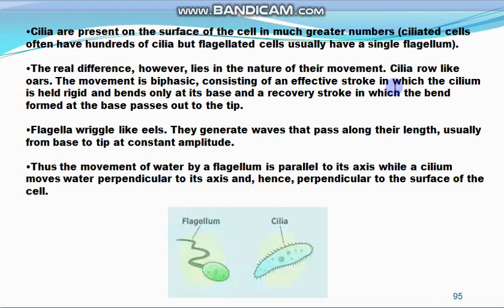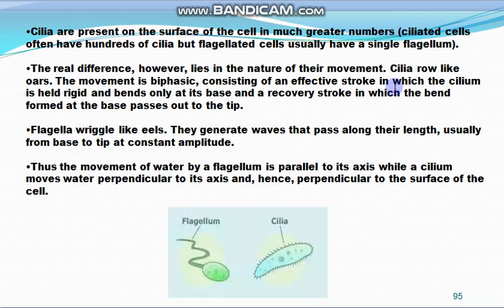And flagella wriggle like eels. They generate waves, and they pass the waves along their length, and usually the movement is from base to tip at constant amplitude. So this is about the movement of the flagella. So cilia and flagella differ because of their movement.